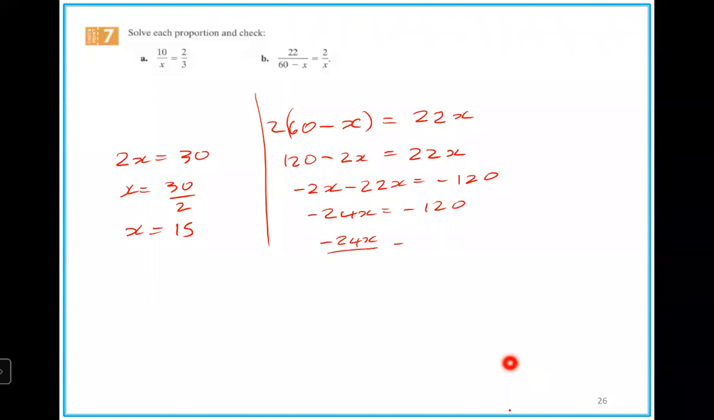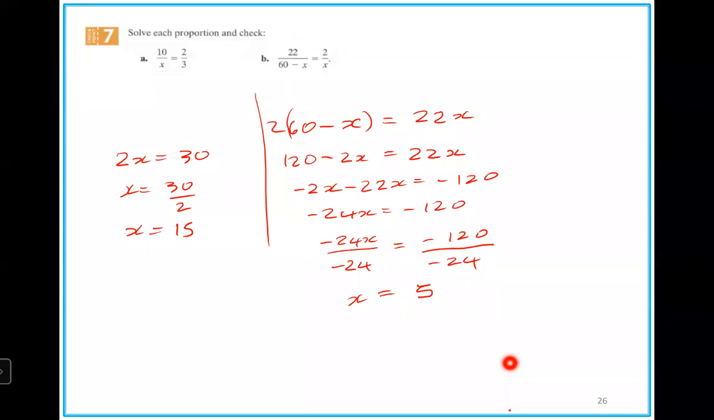Now, what's in front of the x? Negative 24. So it will be over negative 24. So then that would be x. x is equal to 5. Right, x equals 5.